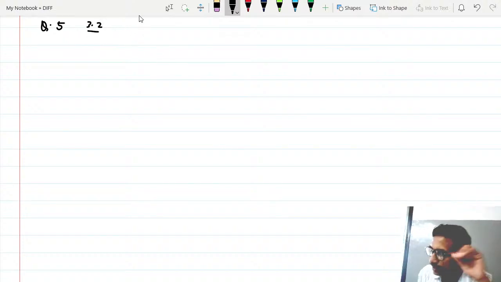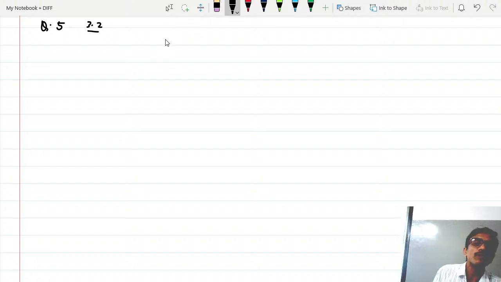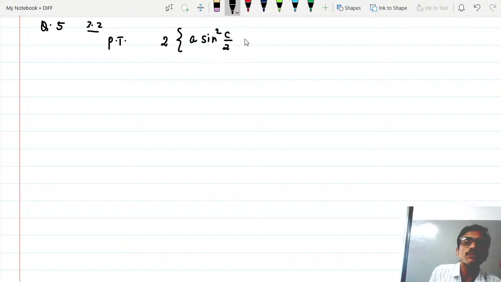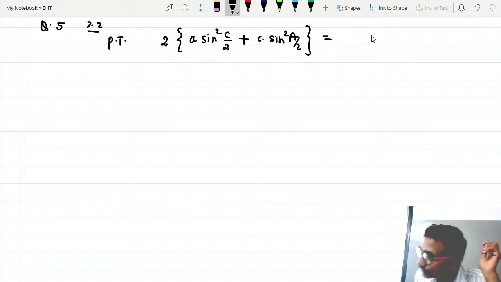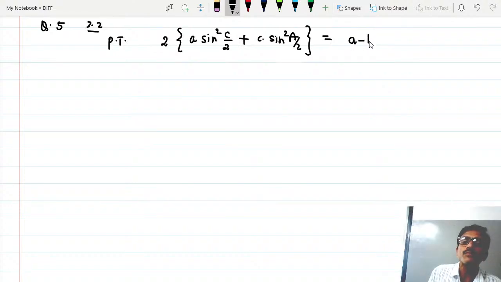Question number 5. With usual notations, we want to prove that 2 times (a sine square C by 2 plus c sine square A by 2) is equal to a minus b plus c. So we want to prove this.